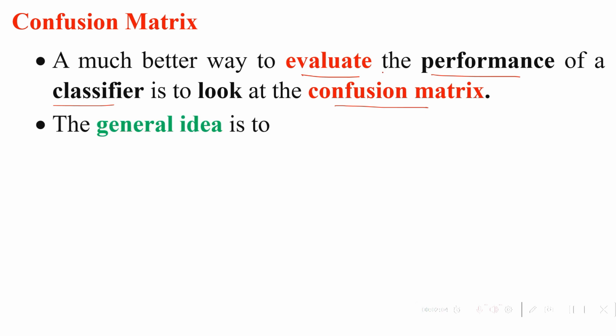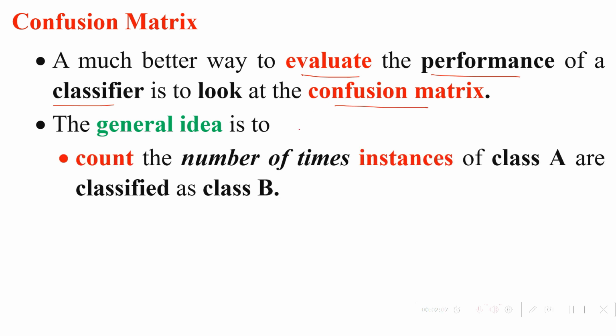The general idea is to count the number of instances of class A that are classified as class B. That means the class is labeled as A, but after running the model, we classify it as B. So the confusion matrix shows how many class labels of A are classified as B in the form of one figure. Simply, that is called a confusion matrix. For example, here we have one table, one matrix, and that matrix is called a confusion matrix.